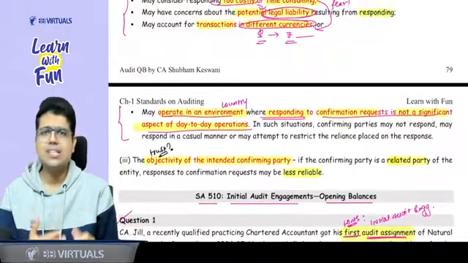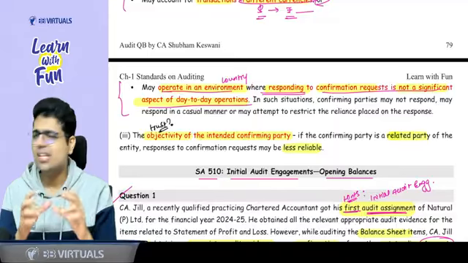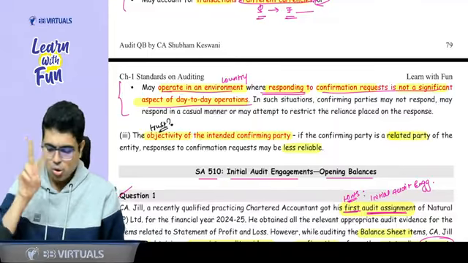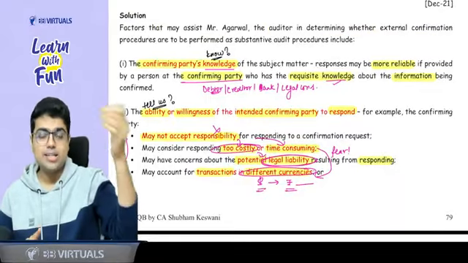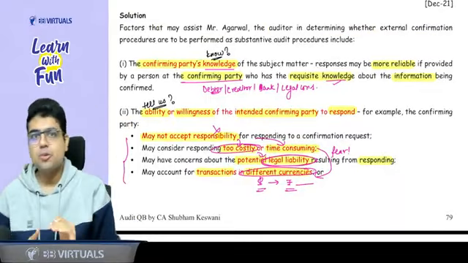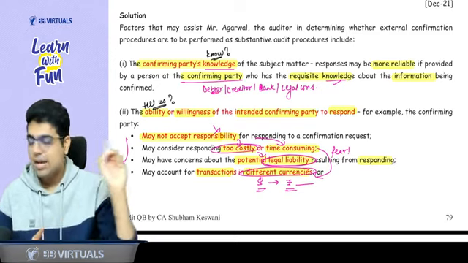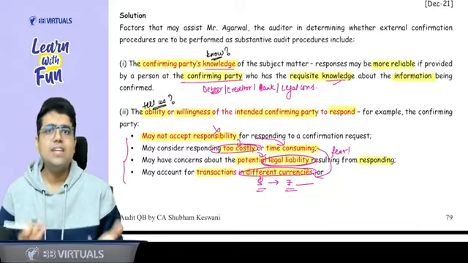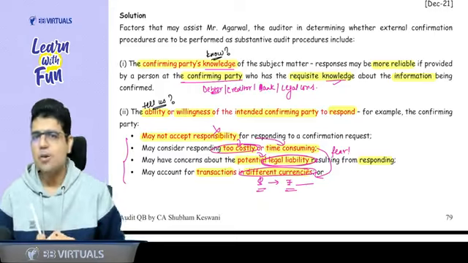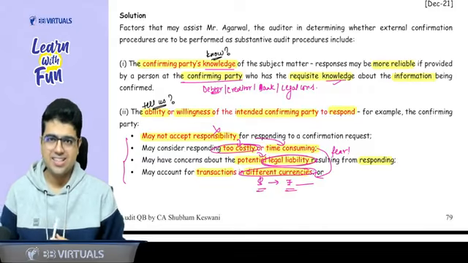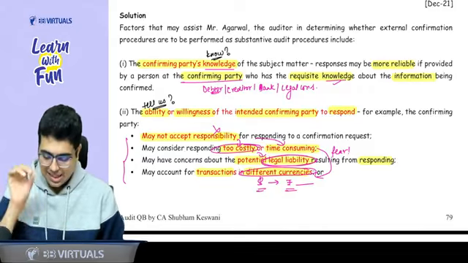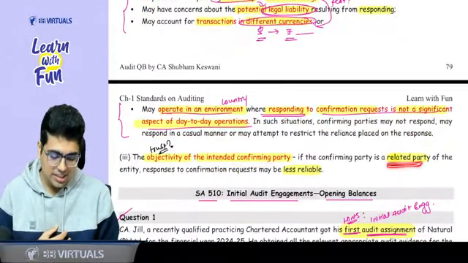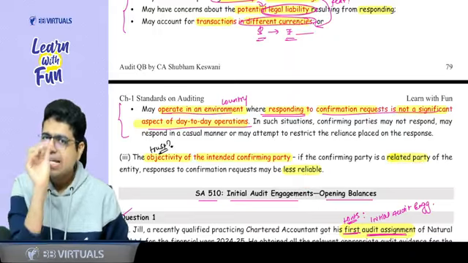Or maybe there is any other reason, that they are operating in an environment where there is no such custom of responding to such requests. So 2 points you have to consider: whether they know about it, that means their knowledge. Even if they know about the information, will they reply to us? That means ability or willingness of the third party to respond. And the last factor is, even if they reply, even if they share the information, can we trust it? Can we rely on it? That means the last point is objectivity of the confirming party. So generally, if it is a related party, objectivity will be less, it will be less reliable.